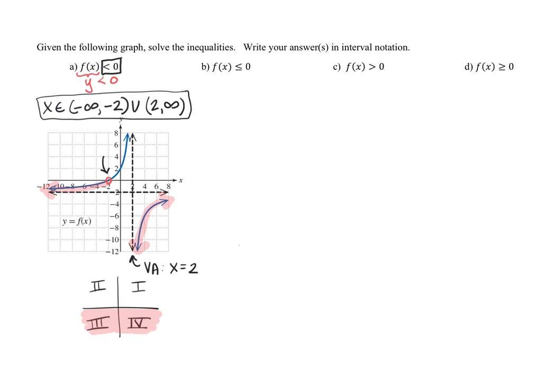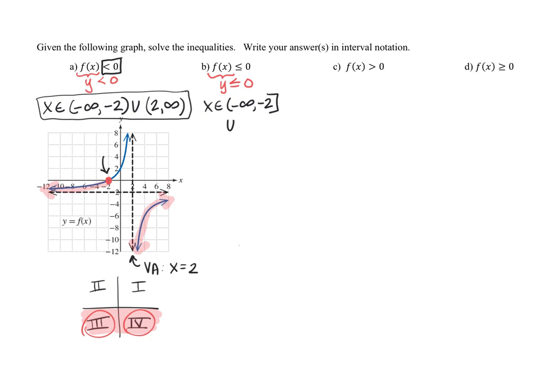Now part B is almost the same thing, but this time it's asking where f of x is less than or equal to 0. So that still means we want the portion of the graph that is below the x-axis in quadrants 3 and 4, but this time we also want to include any y values that are equal to 0, which means right here at x equals negative 2, we want to include that x value. So the answer is almost the same as part A, but it's going to be from negative infinity to negative 2 with a bracket, so we can include that negative 2.